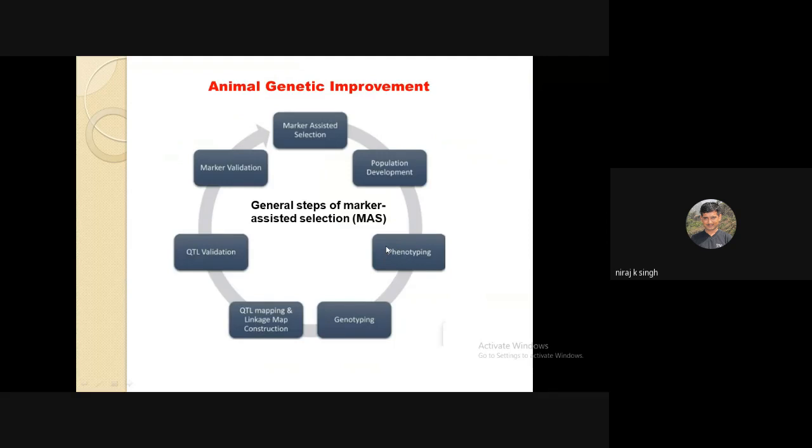Now, how are SNPs used for animal improvement? First of all, we have to see the phenotype and correlate this phenotype with genotype, the genetic variations. After the correlations, we have to identify some markers which are related with that important phenotype. After selecting markers, we have to go for marker assisted selection.